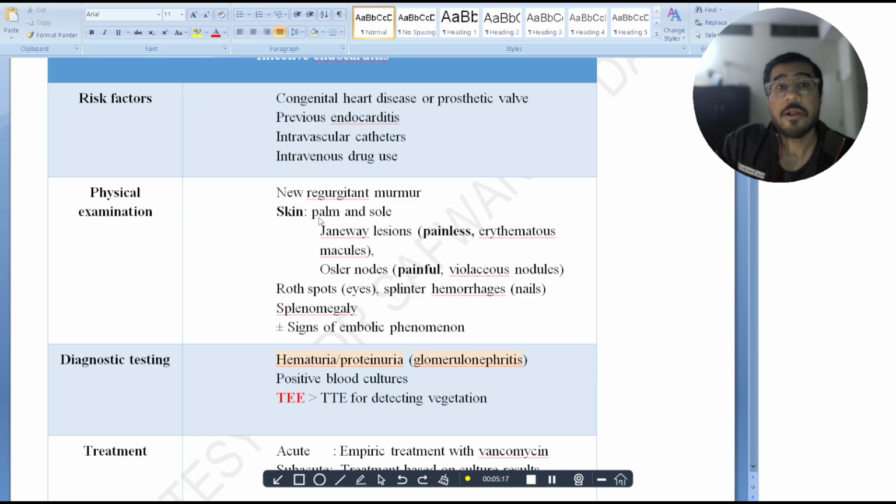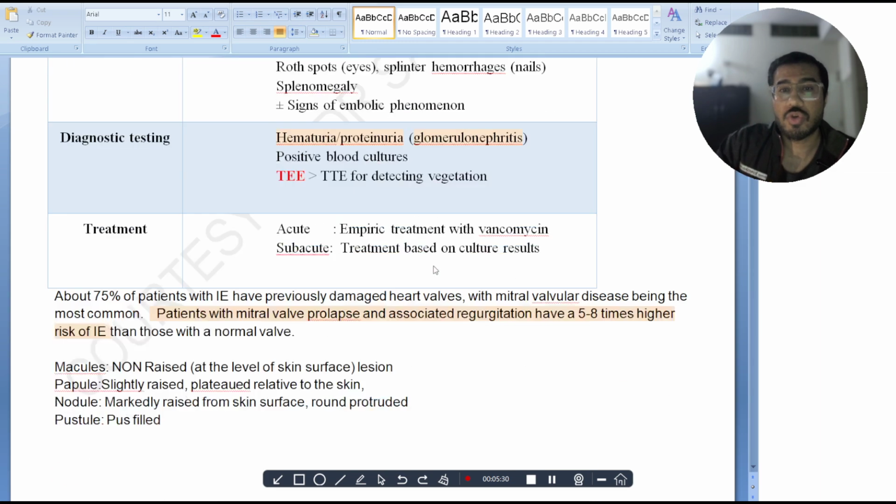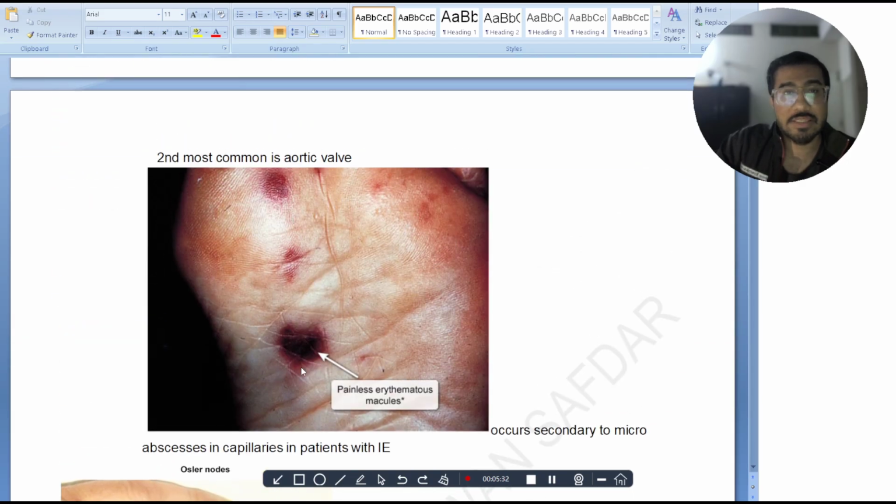Skin findings: if there are painless erythematous macules on the palms and soles, that is called Janeway lesions. I'm also going to show you both of them. These are painless. Osler nodes are painful and they are nodules. So here we go. These are macules, red macules on the palms and soles of the feet.